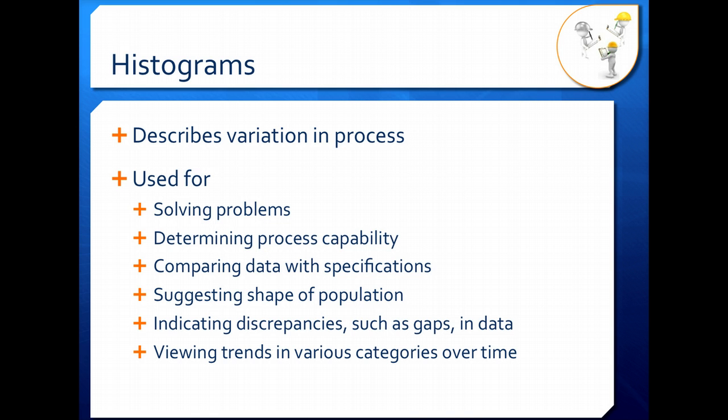So you can tell if you have skew in your data or if you have multiple averages in there. They can look at discrepancies in your data, such as gaps, and this can be seen in data like bimodal or the dog food distribution. So you have either multiple peaks in there or you have a section that's just missing. They can also be used to look at trends in your categories over time. So you can see this in plotting data during various months or years and seeing if there's any changes there.